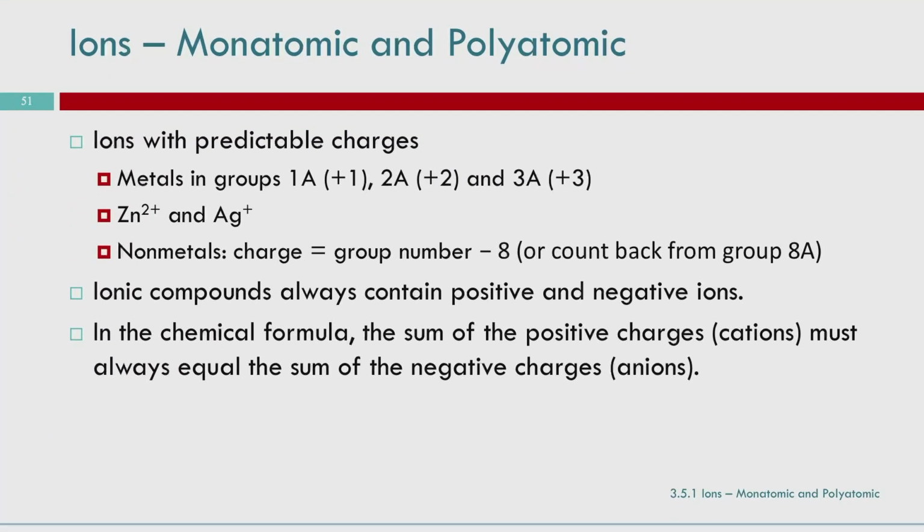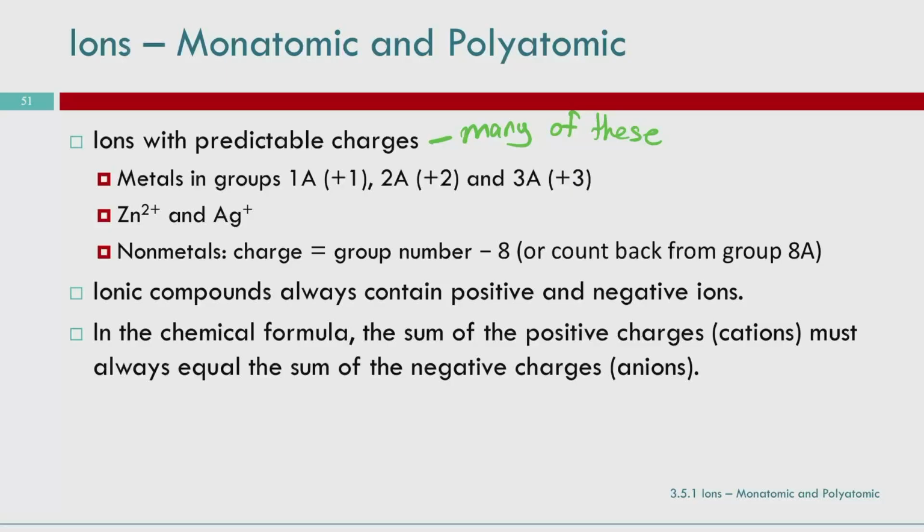All right, ions. We can have monoatomic or polyatomic ions. We've got a lot of ions with predictable charges. If you look at the ions list that you need to memorize, this is, I think, half or more of the ions that you need to have memorized. They have predictable charges, and we can figure it out based on our periodic table. So we've got our metals in group 1A, which form a 1 plus charge, 2A, which forms a plus 2 charge, and 3A, which forms a plus 3 charge.